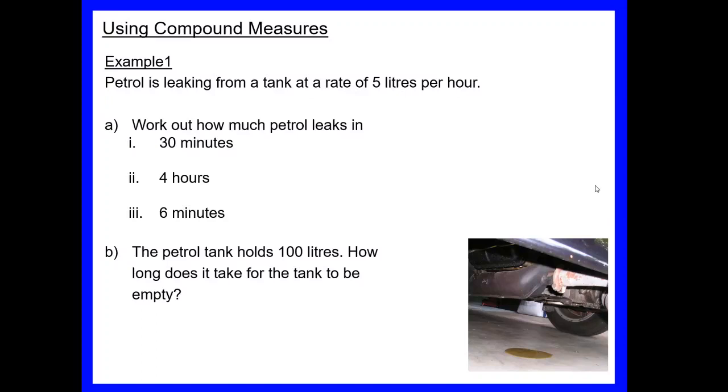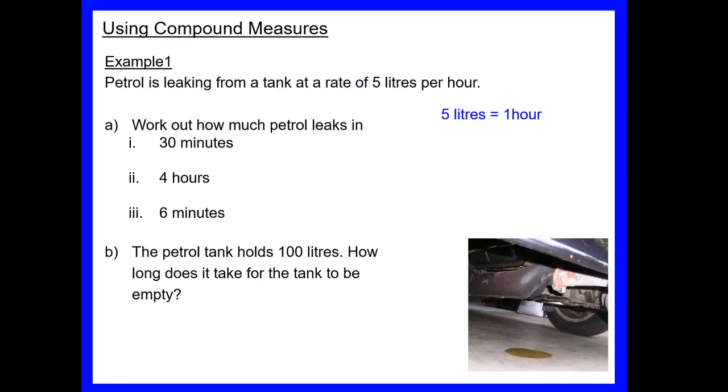So let's start off by writing that down. We said 5 litres per 1 hour. When it says per hour, it means for 1 hour. So 5 litres equals our 1 hour. We're going to use a method here of comparing values. There are different ways of solving these, and you might find different methods online, but I'm going to use the method of comparing.